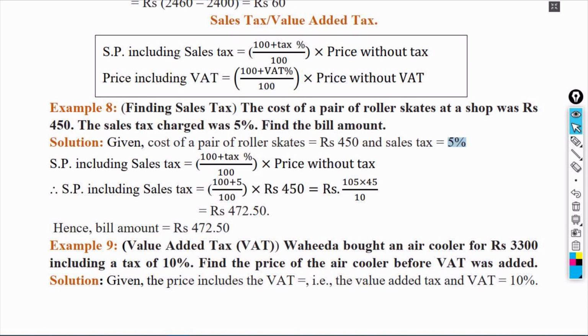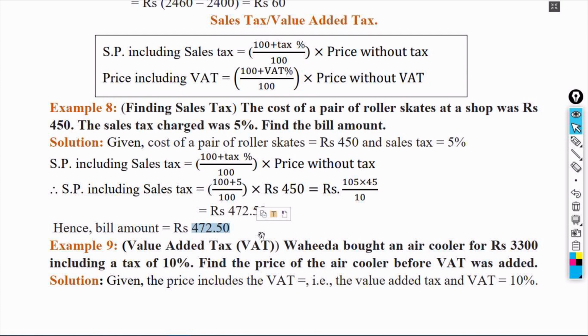Simply put the values, that is 100 plus 5 by 100, since 5% tax is here, into 450, that will give rupees 472.50 paise, and the bill amount will be rupees 472.5.